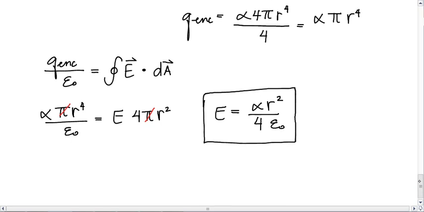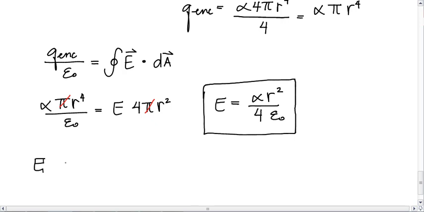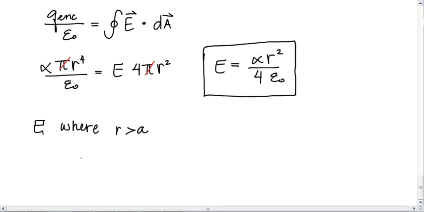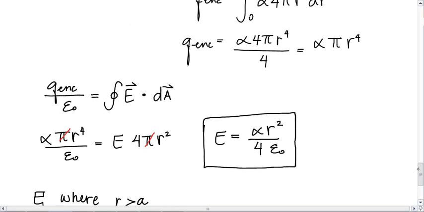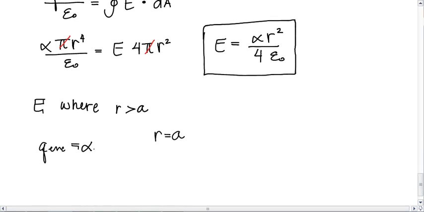Now, outside the sphere, where r is greater than a, a couple things. Now our charge enclosed is going to be where the r is equal to a. So if we go back up here and look at our equation, it is alpha pi r to the 4th. So this will be alpha pi a to the 4th, because our charge terminates at the surface, or at a, of our sphere.